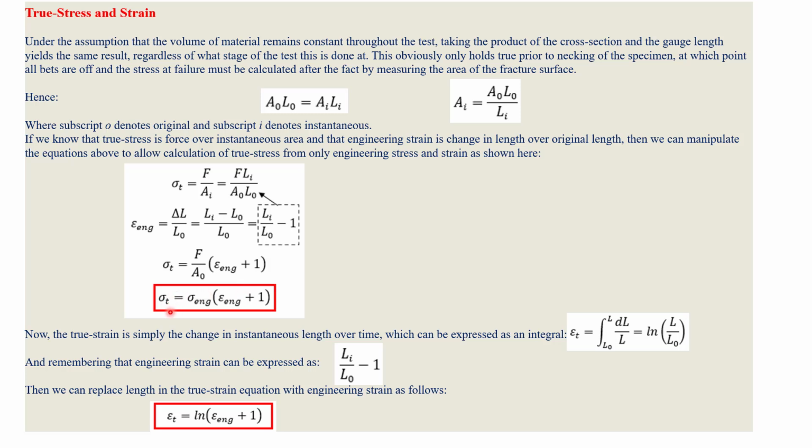Right? And then how do we calculate the strain? So this is the integral form of delta L by L. So ln of L by L naught. So now we have the value here, just move it this side. So ln of engineering strain plus 1 is equal to true strain. So this is how we calculate the true stress and the true strain at that particular region. Okay.